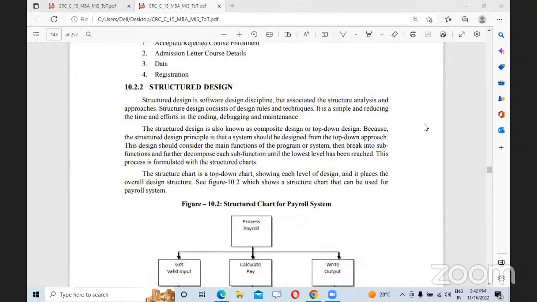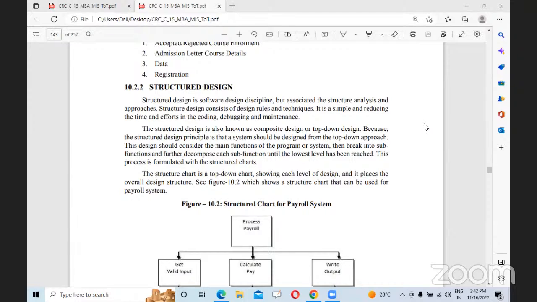Next point is structured design. Structured design is a software design discipline associated with structured analysis and approaches. Structured design consists of design rules and techniques. It is simple and reduces the time and effort in coding, debugging, and maintenance. Structured design is also known as composite design, and from time to time structured design and composite design are treated as similar.